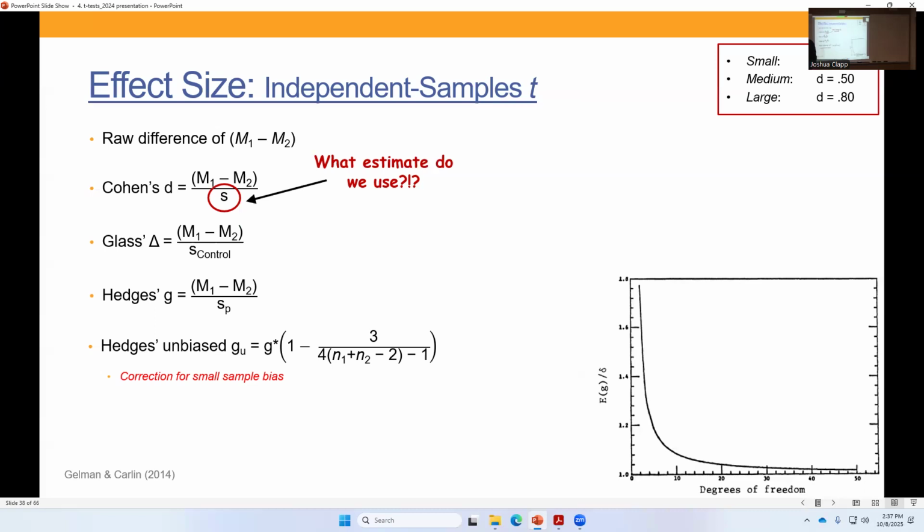Now the question is, how small do my samples have to be before I start to implement unbiased g? I don't know. It's really up to you to think about. If you've got 9 or 10 people per group, then this is an obvious one. If you've got 20 to 30 people per group, it's probably not going to make a difference. If you're worried about what that inflation looks like, calculate g, then calculate unbiased g, and look at the difference. If it's meaningful and worth being worried about, then you can go the conservative route.